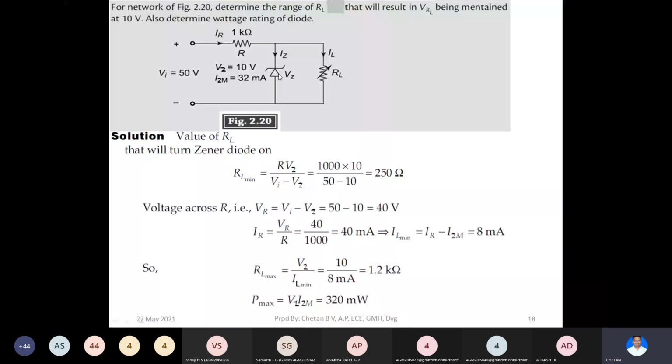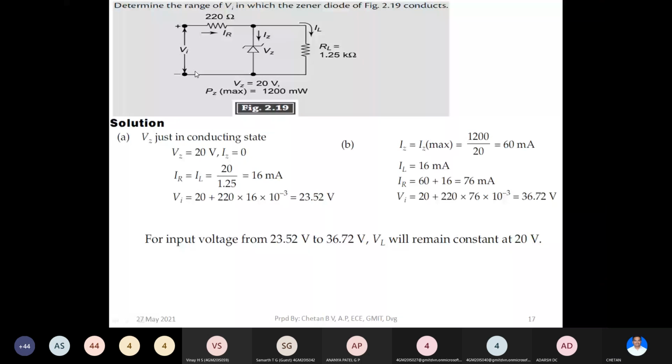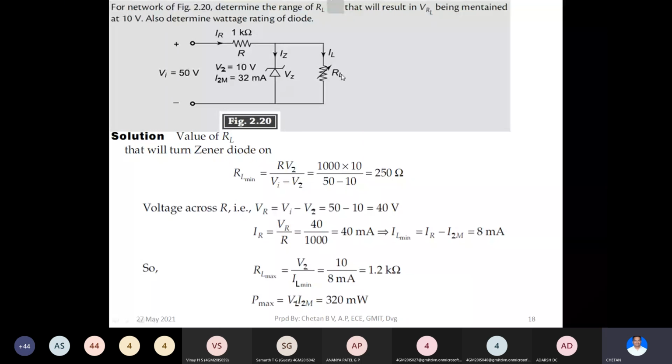If you observe the previous problem, there you found out the minimum and maximum value of input voltage or supply voltage. Therefore, that problem is based on line regulation, where the input voltage is varying between two values, or the input value is being varied within a range. The next problem, this one, is an example of load regulation, where you find out the range for RL, the minimum as well as maximum value of RL, right?